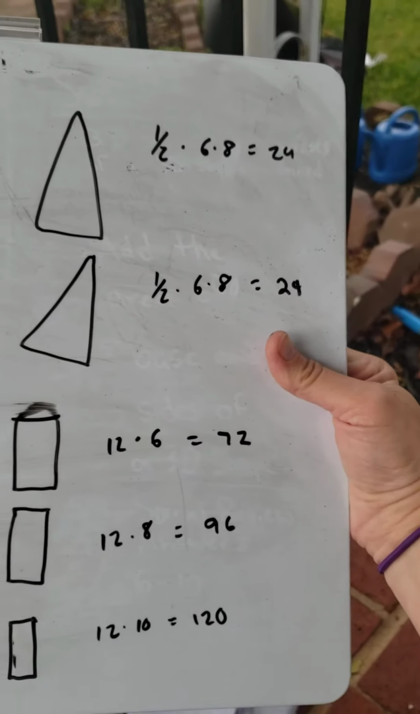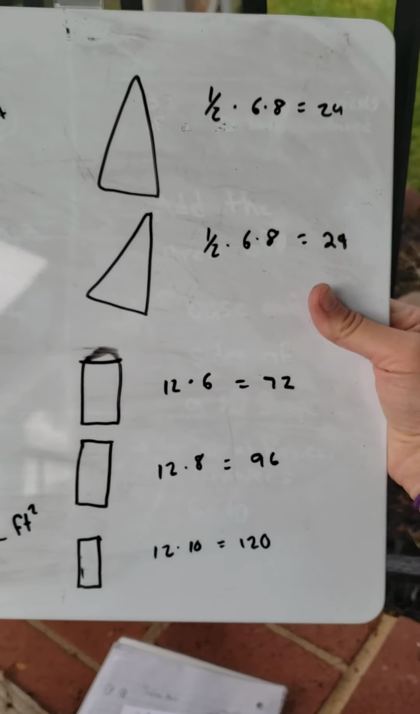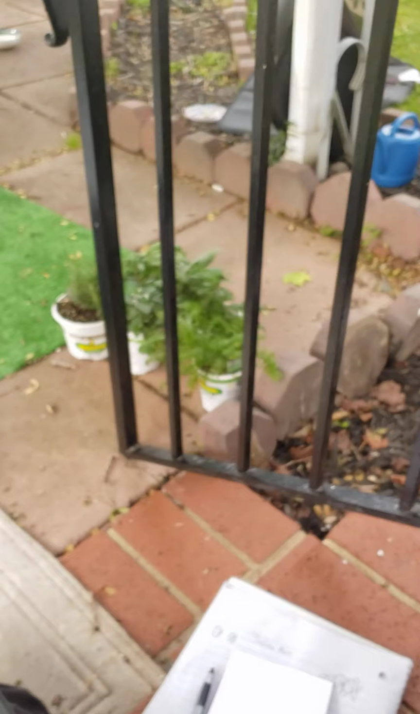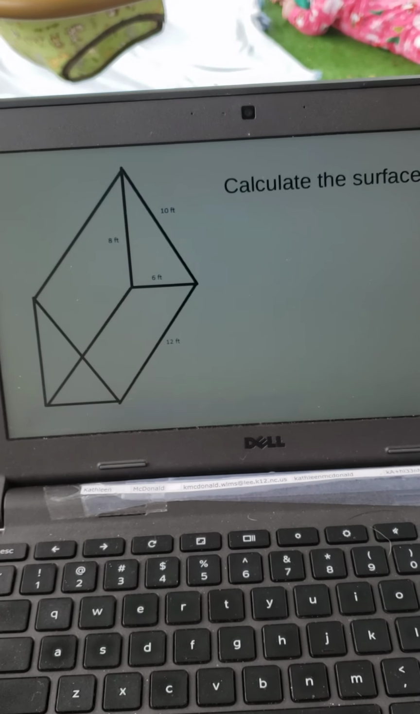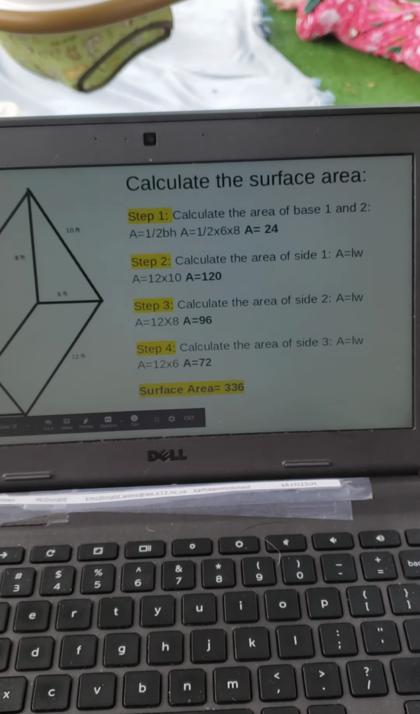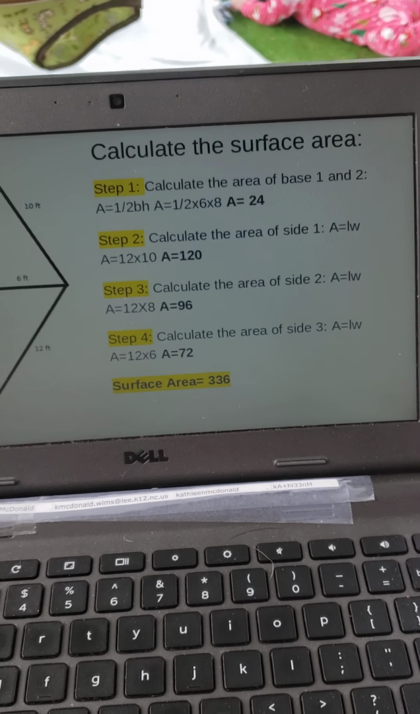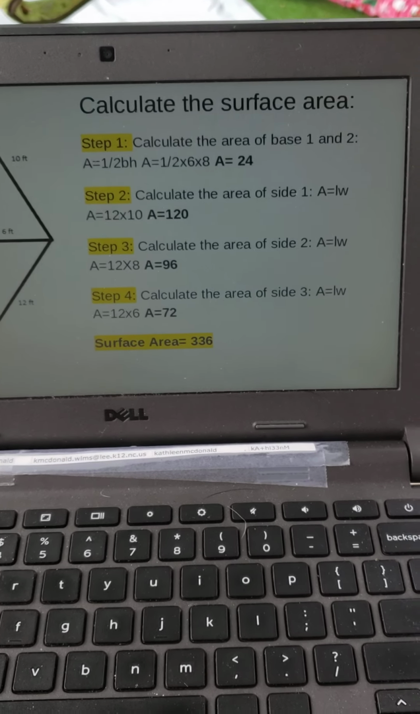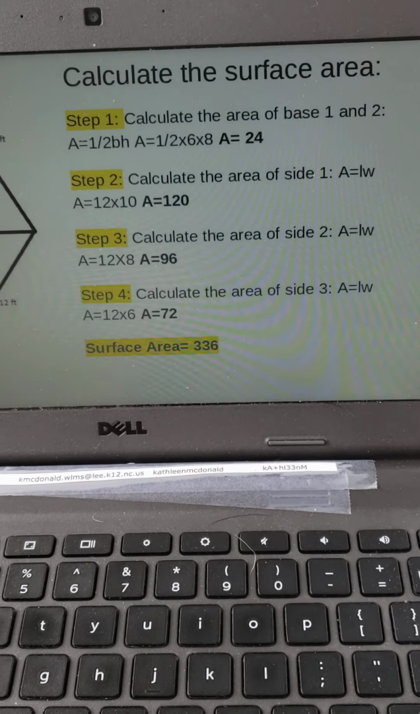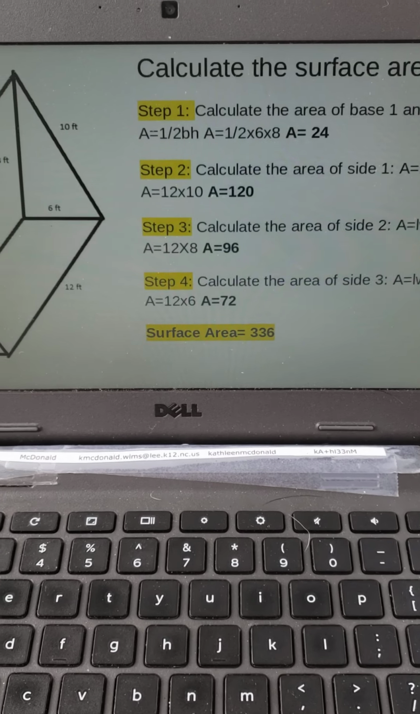So now we take all of our math from those: 24 plus 24 plus 72 plus 96 plus 120. And if we add all of that up correctly, we should get 336 feet squared. Okay, so that has all the steps written out a little bit more organized for you. And then 336 is the answer for that one.